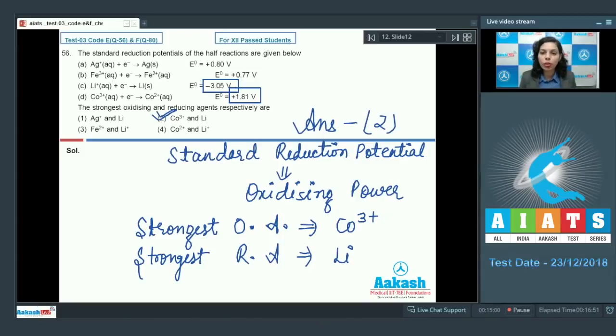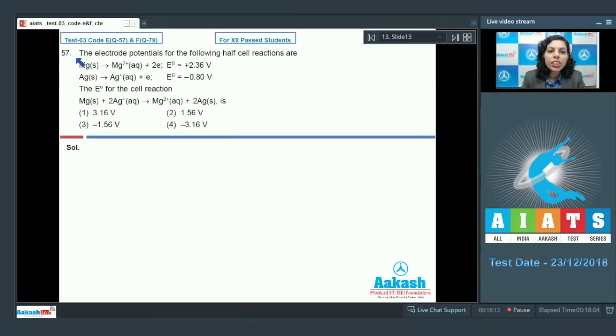After this, it's the turn of question number 57. The electrode potentials of the following half cell reactions are given. We have two different half cell reactions. Magnesium is getting changed into Mg2+ ion, and in this case 2 electrons are removed. This is the process of oxidation. Further, there's also a process of oxidation where silver is getting changed into Ag+ ion, and its electrode potential is also given, 0.80 volt.